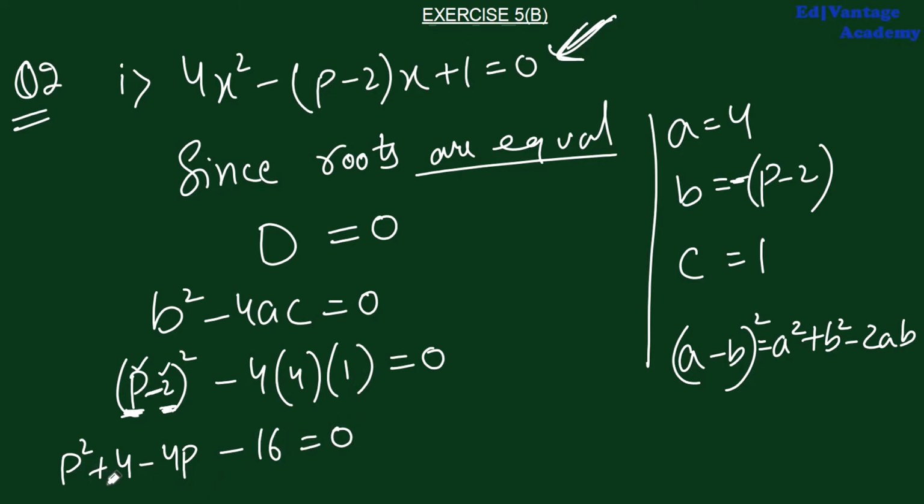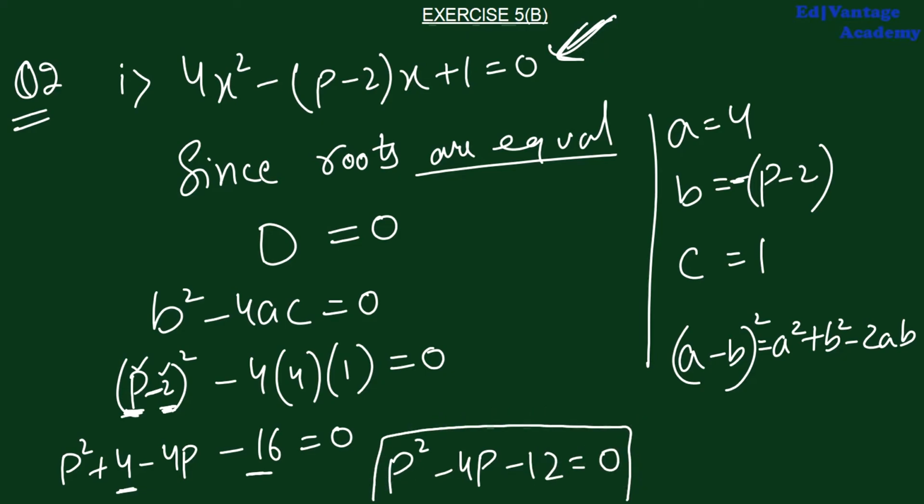Okay, so P square plus 4 minus 4P, you can see 4 and 16 are like terms, so it will become P square minus 4P plus 4 minus 16, which is minus 12, is equal to 0. It became a quadratic equation. So if you want to solve for P, find the value of P, you cannot solve it directly how you do with linear equations. You have to use the quadratic equation solution method.